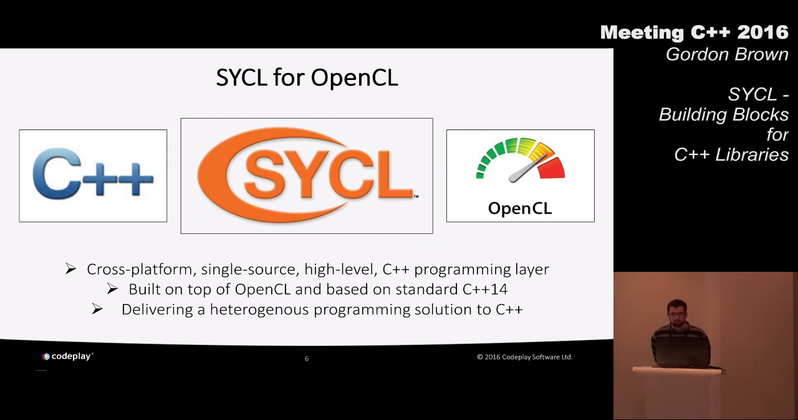So, first of all, for anyone that's not familiar with OpenCL, OpenCL is a standard from the Khronos group for developing heterogeneous applications. It consists of a host C API and an OpenCL C kernel language for your device code. SYCL is a relatively new standard also from the Khronos group. It's a single source high-level C++ programming model that's built on top of OpenCL, and it's standard C++14. So the idea of SYCL is to deliver the performance portability of OpenCL to C++.